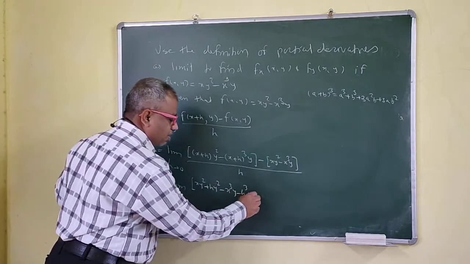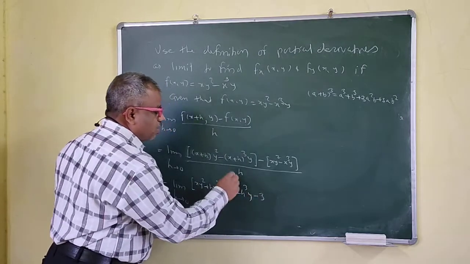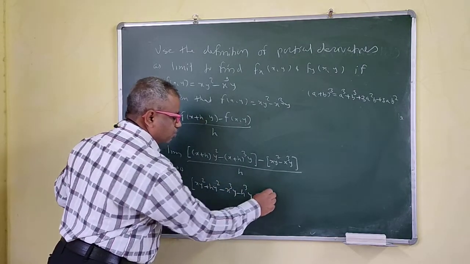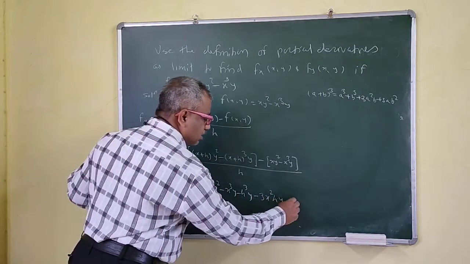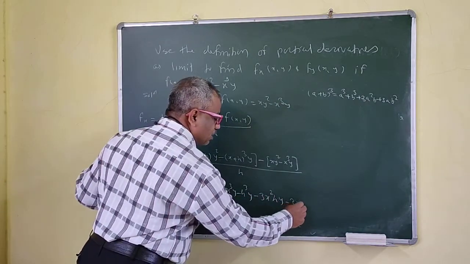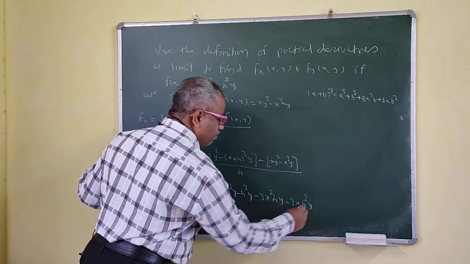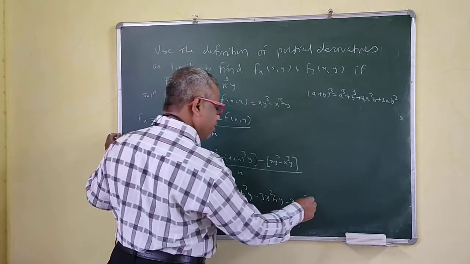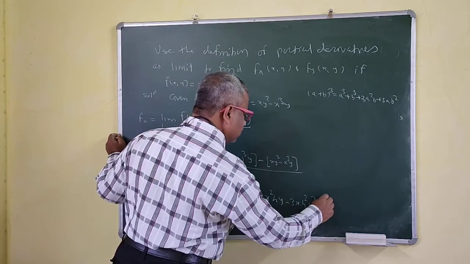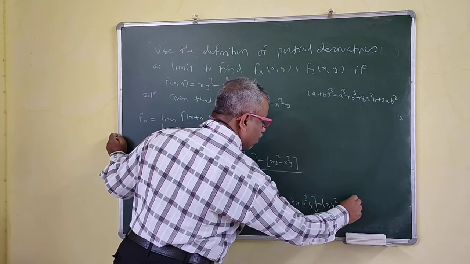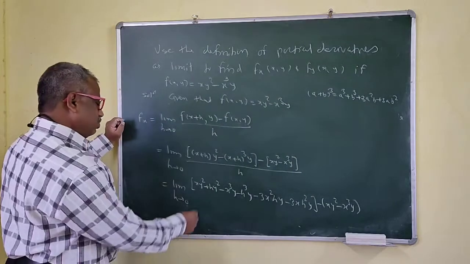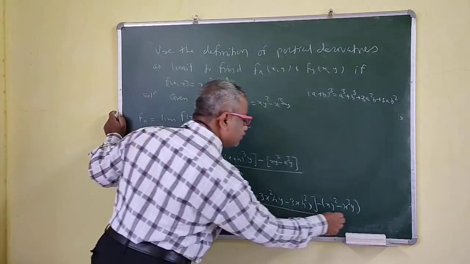Then 3. Then you have to write the minus now. Minus 3, the square of the first one, second will be as it is, and you have to multiply by y now. Minus 3, first will be as it is, square of the second, and y will be as it is. Right? Then minus xy square minus x cube y, minus x cube y upon h.